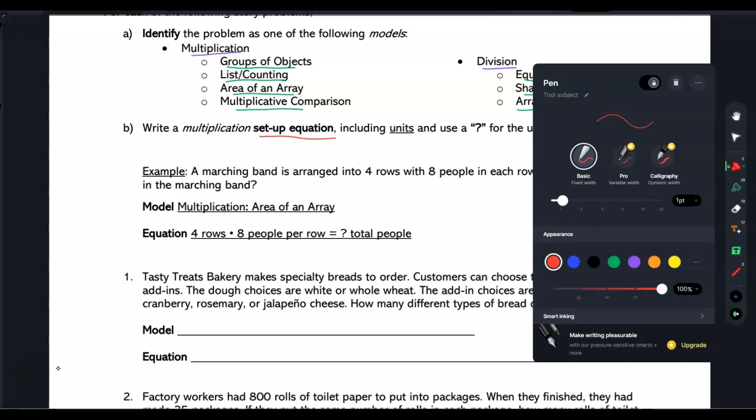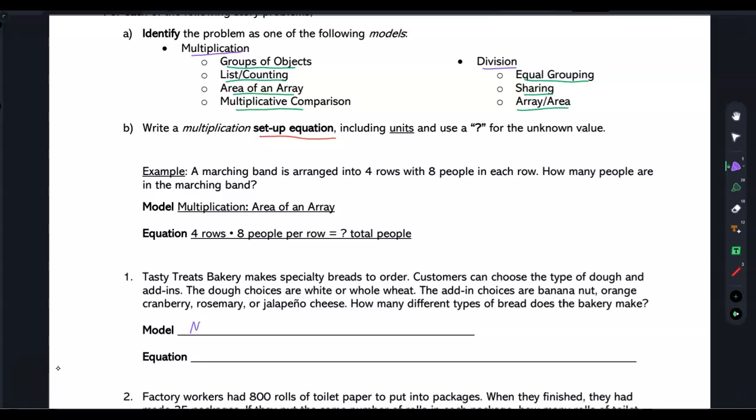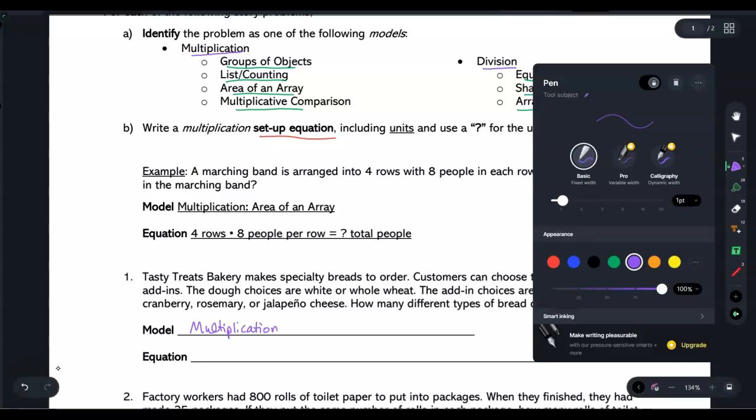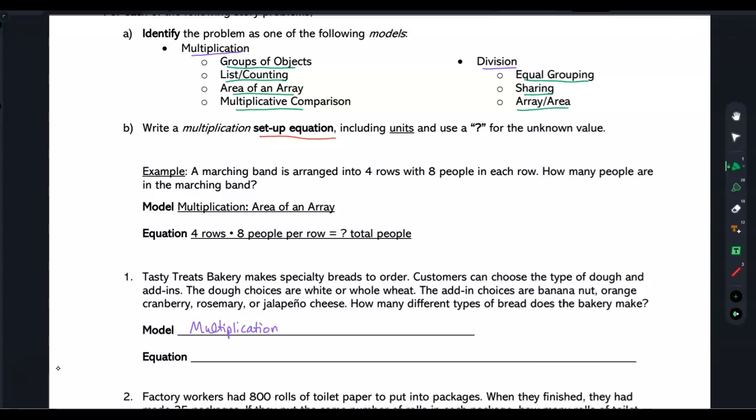And technically you could see this with division, but we would still consider it to be a multiplication model. If you saw it with division, it would just mean that they would tell you the total number of breads, and maybe they would tell you the number of choices for dough, but then maybe they wouldn't tell you the number of choices for add-in, or vice versa. Maybe they tell you the number of add-in choices, but not the dough choices. So you would just be finding a different missing value. So we're going to say this is list/counting.